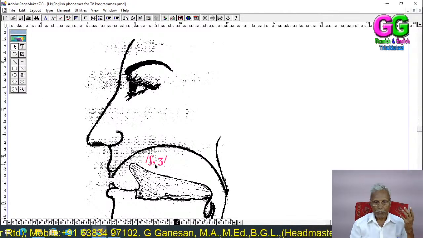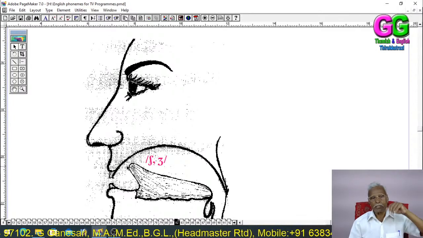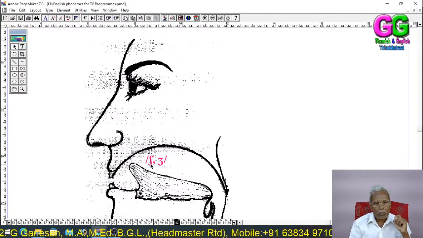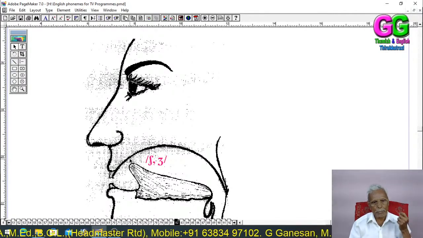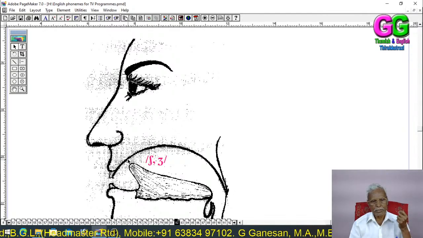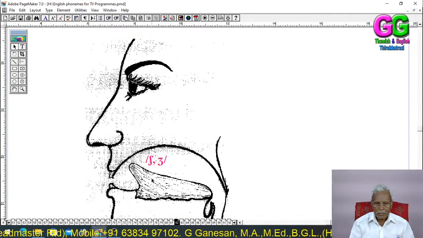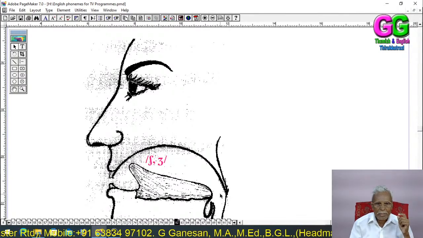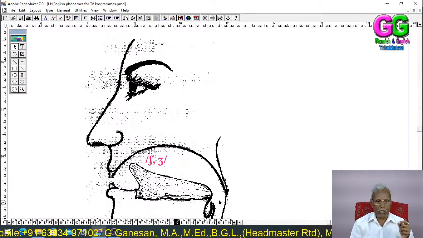See, both is and ish are produced in the same way. That is, these two phonemes are produced by raising the front of the tongue towards the hard palate. This is the hard palate. And sending out the air pushed out by the vocal cords.